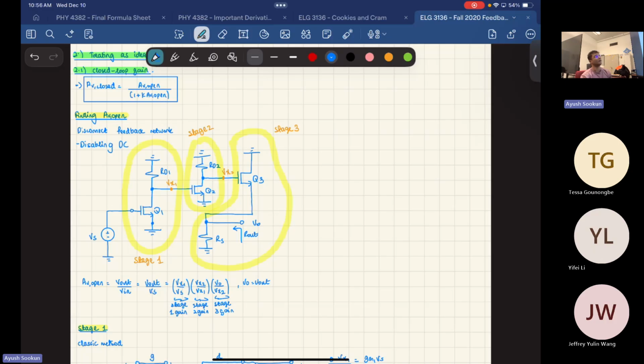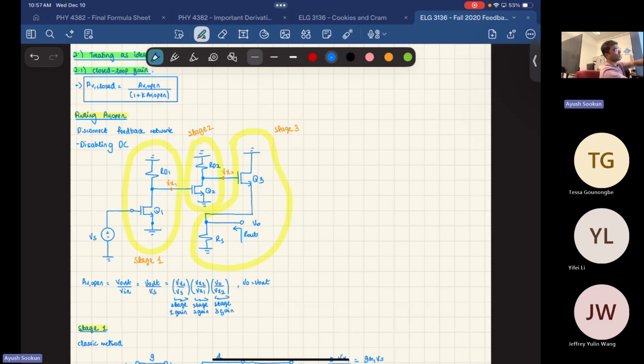Now, if I want to find AV open, what am I trying to find? I'm trying to find V out over V in, where V in is VS in this case, so V out over VS. Now I want you to imagine three amplifier questions in one question. This is amplifier number one, amplifier number two, amplifier number three. Three stages. I'll call the output of amplifier one VX1, the output of amplifier two VX2, and the output of amplifier three is just VO. So V out over VS, I can write as the gain of the first amplifier, VX1 over VS. That's your first stage gain. What's the gain of stage two?